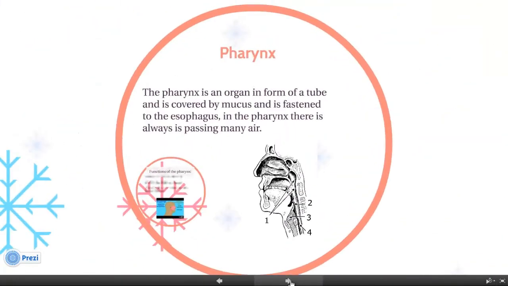Pharynx. The pharynx is an organ in the form of a tube and is covered by mucus and is fastened to the esophagus. In the pharynx there is always a lot of air passing.